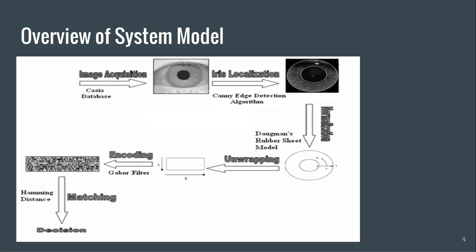So this is the overview of the system model. It begins with image acquisition, then iris localization, followed by normalization, then unwrapping is done, which is followed by encoding, and the final step is matching, where you compare two irises of two human beings, and then you can tell whether these irises are from the same individual or from different ones.